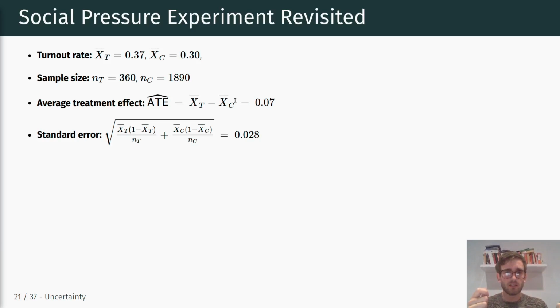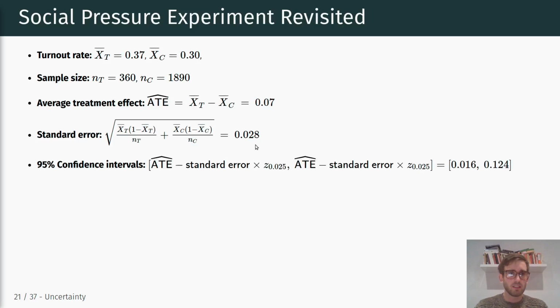So that means that the variance of the sum or the subtraction of those two values is just equal to the sum of the variances. The individual variances are, of course, xt bar times 1 minus xt bar divided by nt, and the same for the control group. We add them together and take the square root in order to compute the standard error. If we plug in those values, we get a standard error for this average treatment effect of 0.028.